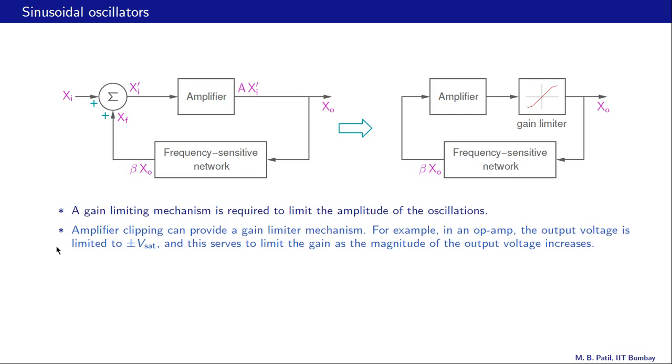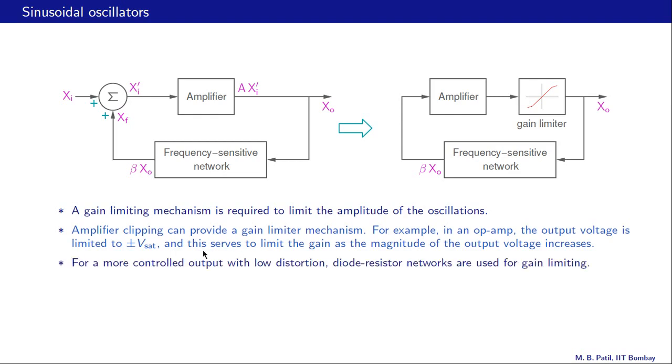Now there is some natural gain limiting mechanism in amplifiers. Amplifier clipping can provide a gain limiter mechanism. For example, in an op-amp, the output voltage is limited to plus minus Vsat, as we have already seen, and this serves to limit the gain as the magnitude of the output voltage increases. But what is normally done is a separate gain limiting network is used. For a more controlled output with low distortion, diode resistor networks are used for gain limiting. And let us take some examples of such networks to understand what is happening.